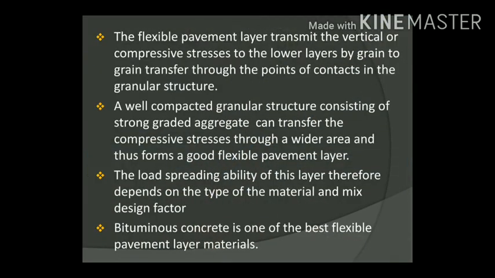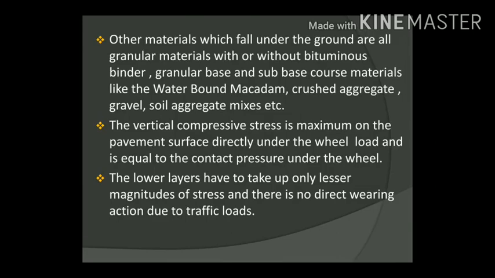The flexible pavement layer transmits the vertical or compressive stress to the lower layer by grain to grain transfer through the points of contact in the granular structure. A well compacted granular structure consisting of strong graded aggregate can transfer the compressive stress through a wider area and thus forms a good flexible pavement layer. The load spreading ability of this layer therefore depends on the types of material and mix design factors. Bituminous concrete is one of the best flexible pavement layer materials. Other materials are all granular materials with or without bituminous binder, or granular base and sub-base course. Materials like water-bound macadam, crushed aggregate, gravel, soil aggregate mixes, etc.